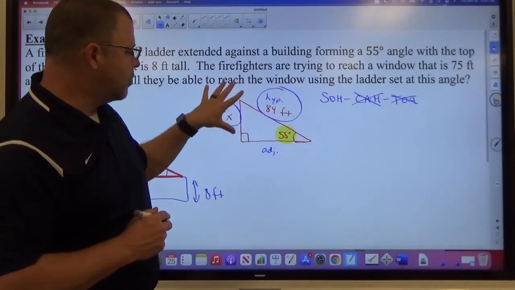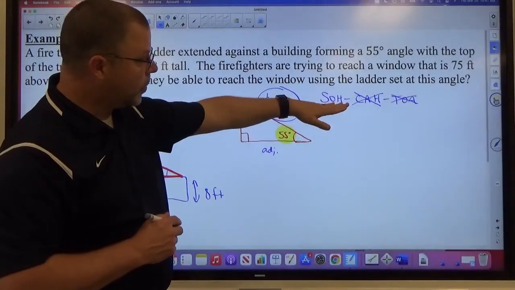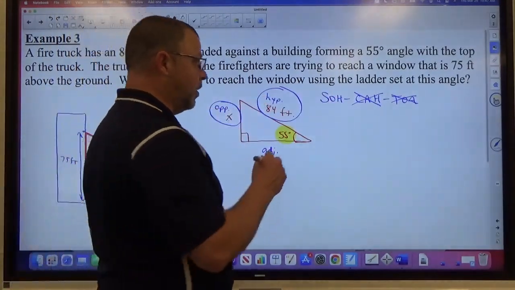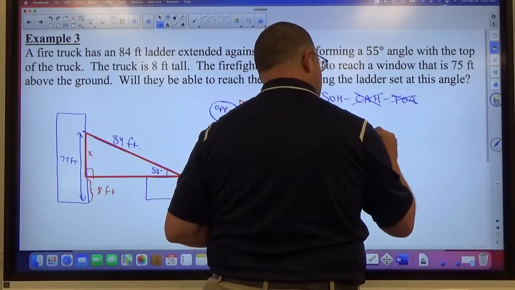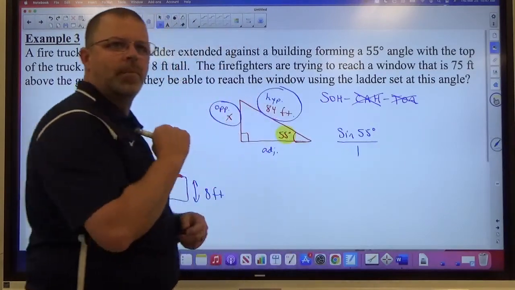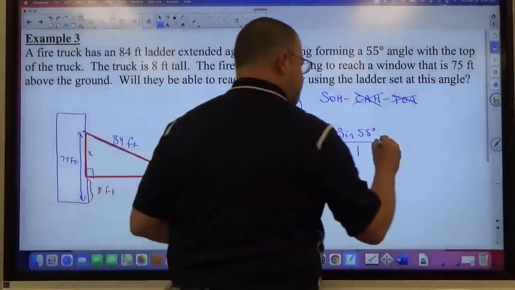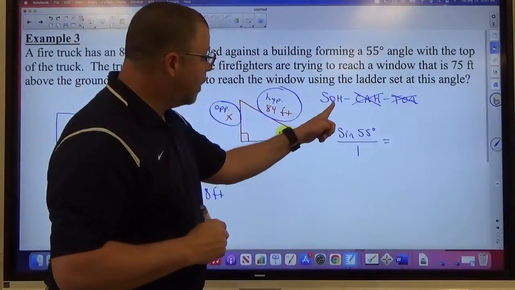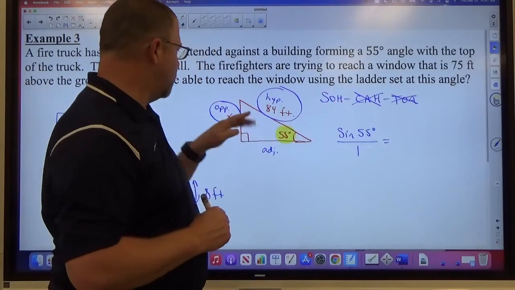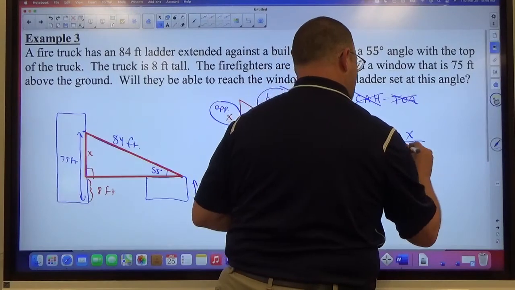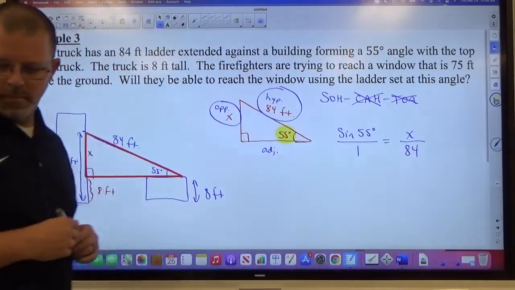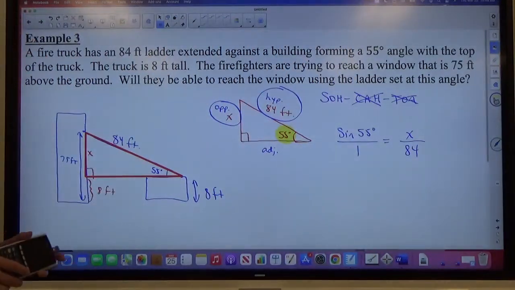So if I take this picture here and I use SO of SOHCAHTOA to create a sine equation, it's going to be sine of the angle we're working with. I put it over 1 every time. Equals, and then OH means opposite over hypotenuse. In this case, opposite is x, hypotenuse is 84. The only unknown there is x.